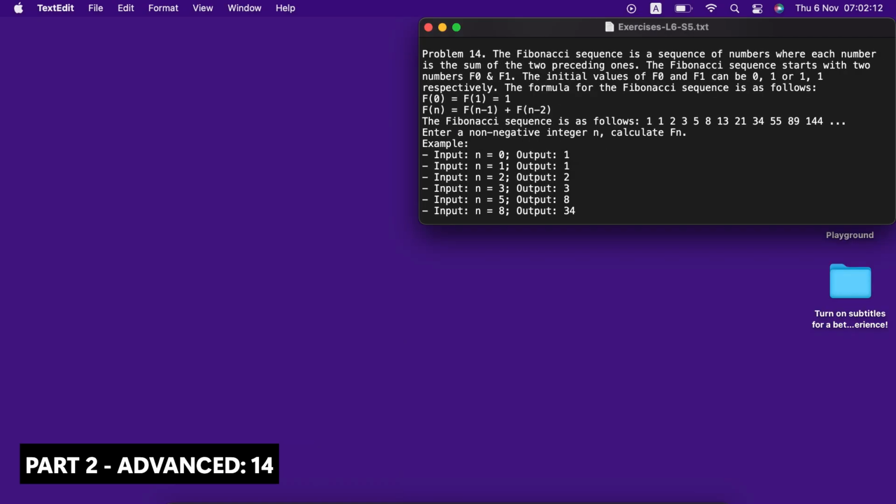Problem 14. The Fibonacci sequence is a sequence of numbers where each number is the sum of the two preceding ones. The Fibonacci sequence starts with two numbers f0 and f1. The initial values of f0 and f1 can be 0, 1 or 1, 1 respectively. The formula for the Fibonacci sequence is as follows. Enter a non-negative integer n. Calculate fn.